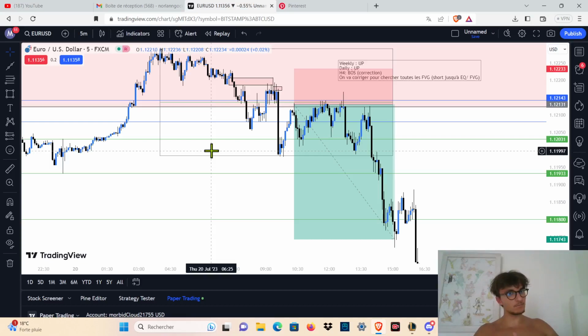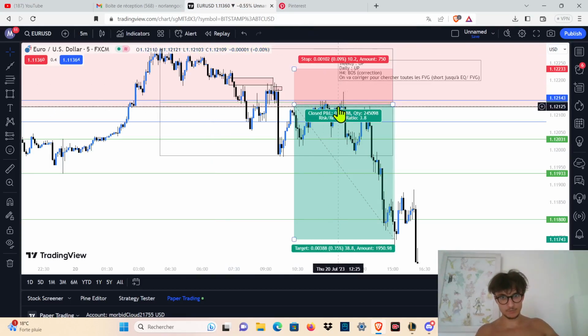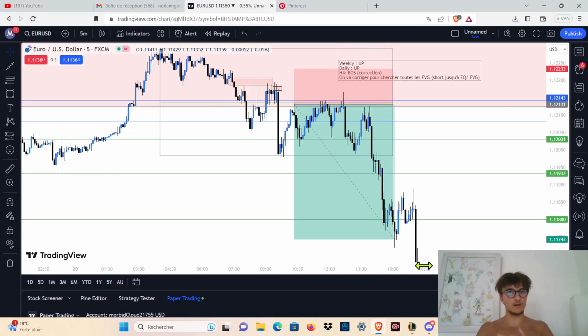I'm happy with that. I didn't make the money I wanted to because I put my stop to break even and price came back. But for the next days, I will not move my stop loss when we hit my first take profit. Of course, it depends on the situation. And then, yeah, first day having the right daily bias, pretty happy.